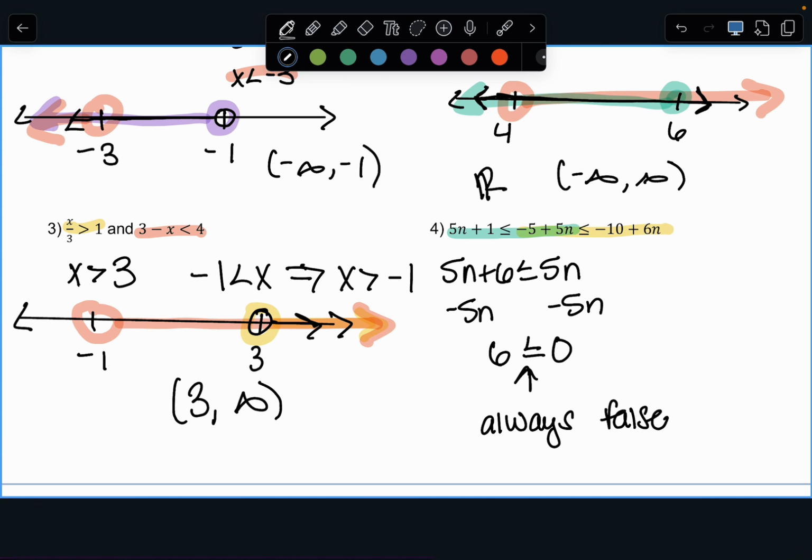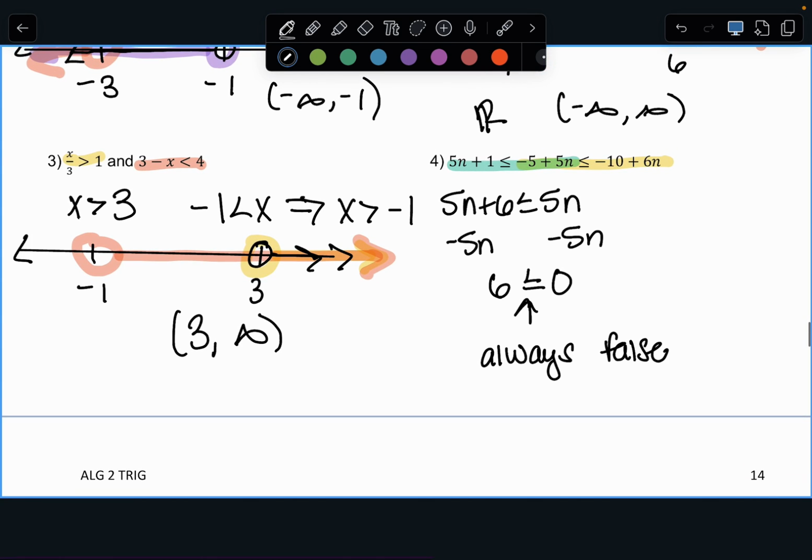Always false. If you get an always false statement, that means no matter what we plug in for n, we can plug in negative infinity, we can plug in infinity, we can plug in 0, we can plug in a fraction. No matter what we get for n, our inequality is never true. It's never going to work. So do we have a solution? No. This one on the left, no solution. And, is this an and or an or inequality? An and. So this blue one has no solution.